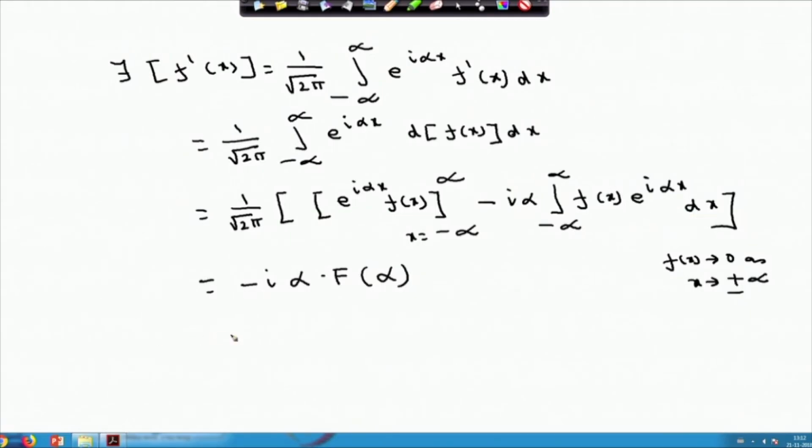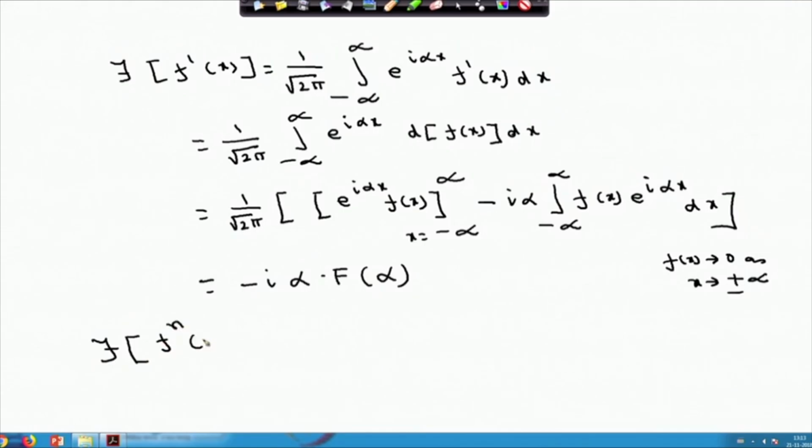And please note one thing here. So, this completes the proof that the Fourier transform of f'(x) is equal to minus i alpha into F(alpha). I am not giving the proof, but please note down this thing.